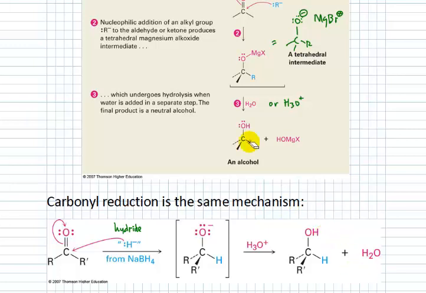Look at how similar these products are, right? From the Grignard reaction, we have an alcohol with an additional R group. Okay? With carbonyl reduction, we have an alcohol with an additional H that's been attached.